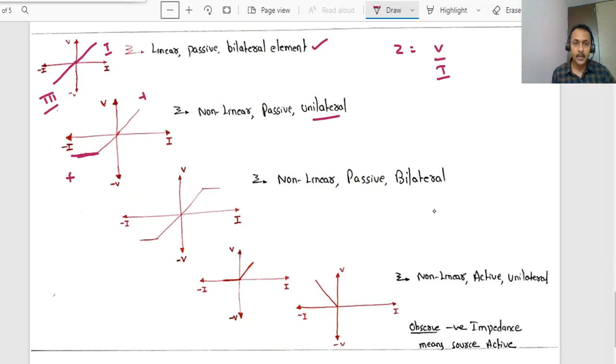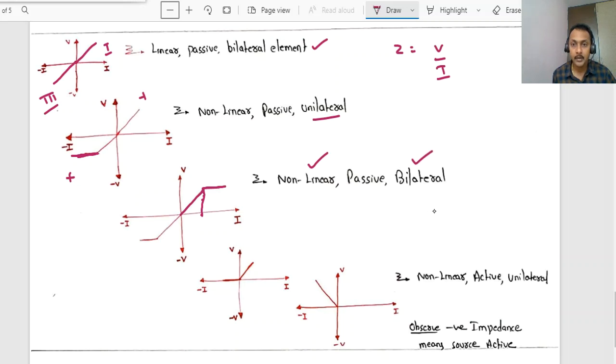Here observe, is it a linear element? No, it is a non-linear element. The graph is linear up to here only. But after crossing a certain point of current, the graph became non-linear. So it is a non-linear element, but bilateral. In both the cases, the impedance is the same.